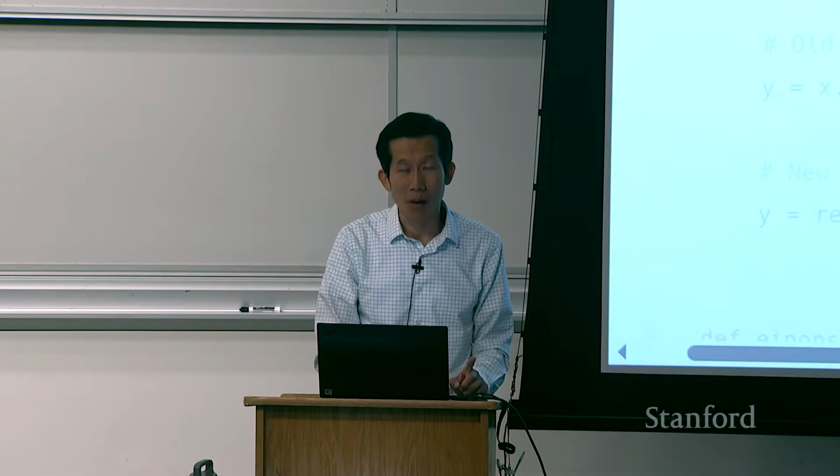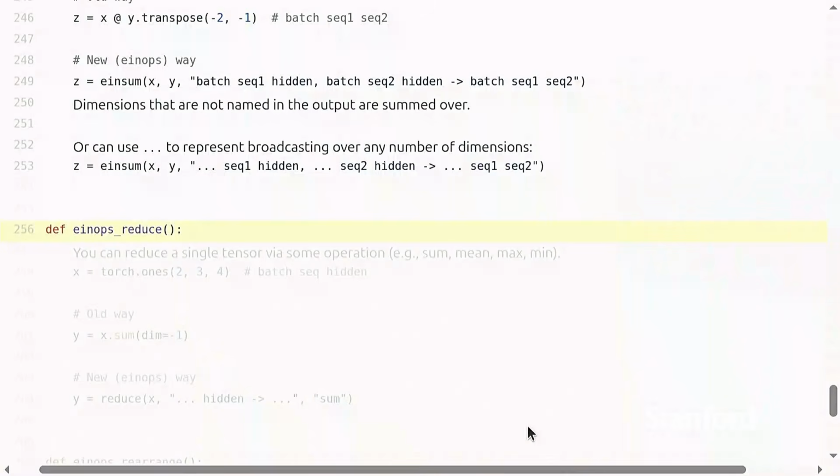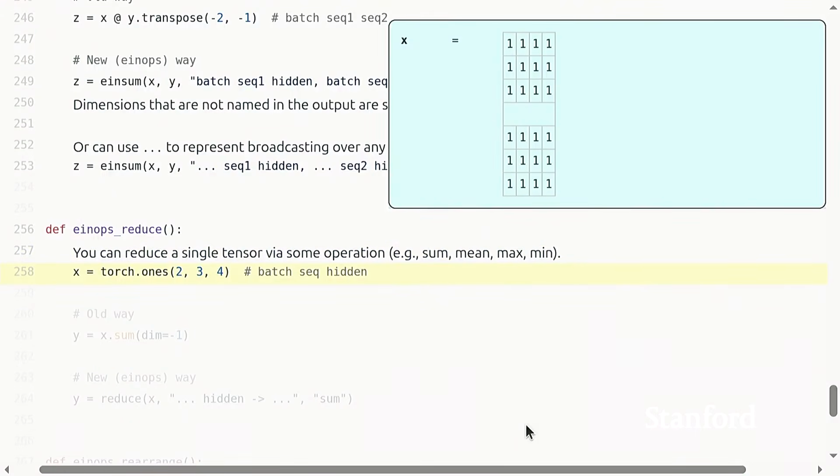Okay, so very quickly, two other operations I want to talk to you about. Einops reduce. So you can reduce a tensor by performing some operation. So suppose you have this tensor, a 2 by 3 by 4 tensor.